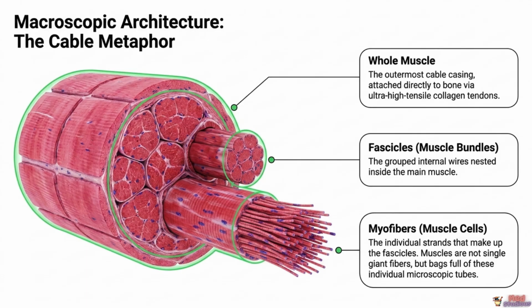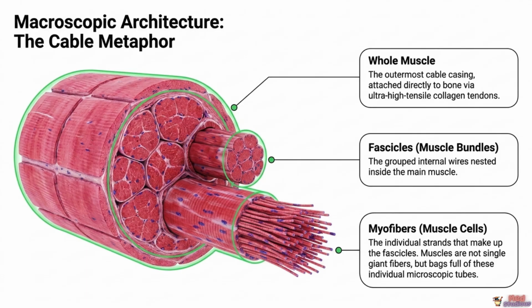Let's begin our teardown by looking at the macroscopic architecture. The best way to visualize skeletal muscle is by using the cable metaphor. An entire muscle organ, like your bicep, is not just one giant solid piece of meat. It is the outermost casing of a complex cable. This entire organ attaches directly to your skeletal bones via ultra-high tensile collagen tendons. If you slice that main muscle open, you will see that it is actually packed with smaller, grouped internal cables called fascicles, or muscle bundles.